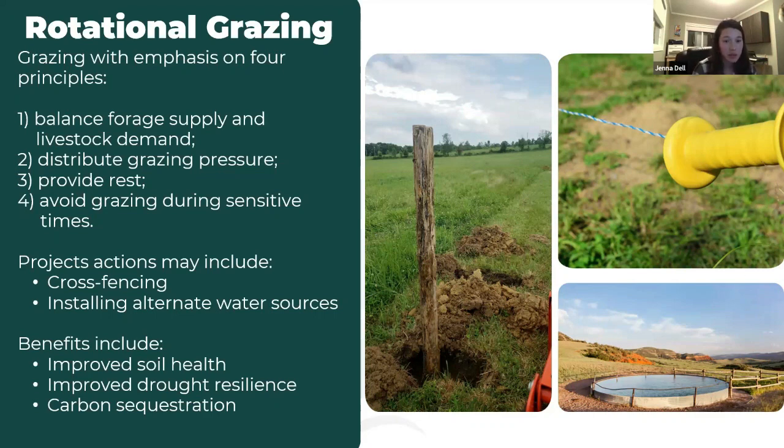And then projects for this one would be cross fencing. So you'd be putting in cross fencing on your fields to make smaller paddocks in those areas and be able to better manage the cattle. And as an addition, since you are splitting up the fields, the cattle may not have access to water as easily, so you can apply for alternative water sources for those areas as well. And the benefits for this would be improved soil health, improved drought resilience, and increased carbon sequestration.